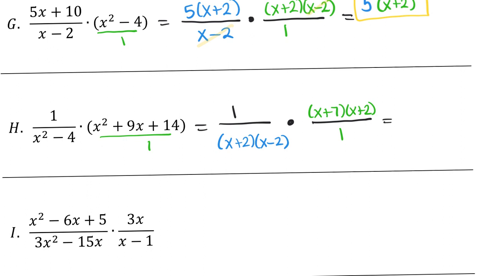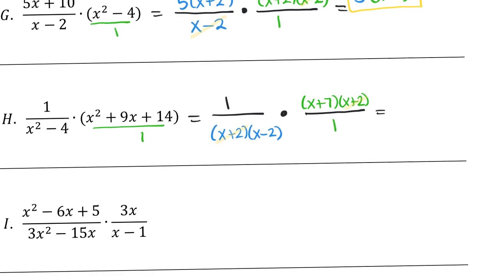Okay, what cancels? x plus 2, x plus 2. That's all. Okay. So then I'm left with an x plus 7 at the top and an x minus 2 at the bottom. And that's my final answer.